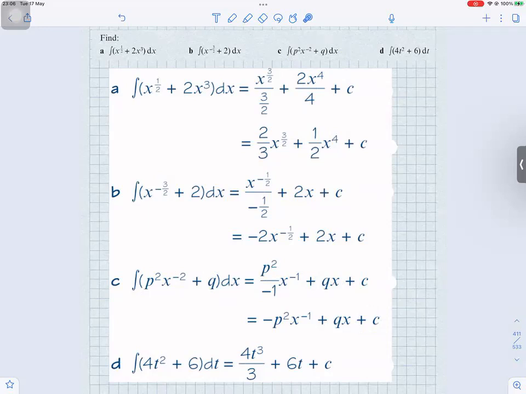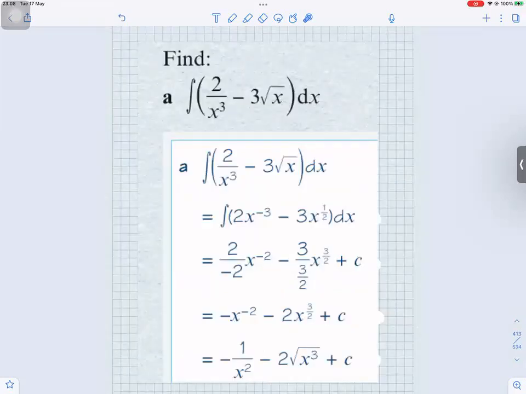And the last one, integrating with respect to t. 4t squared, add 1 to that, 2 plus 1 is 3. So it's 4t cubed, and then you divide by 3. And when you integrate 6, it's just a number, a constant, you add t to it, plus c, the constant of integration.